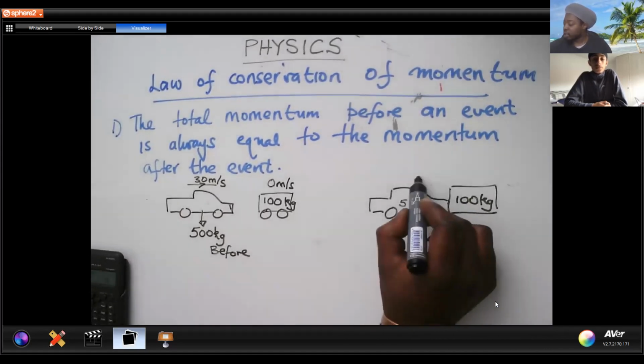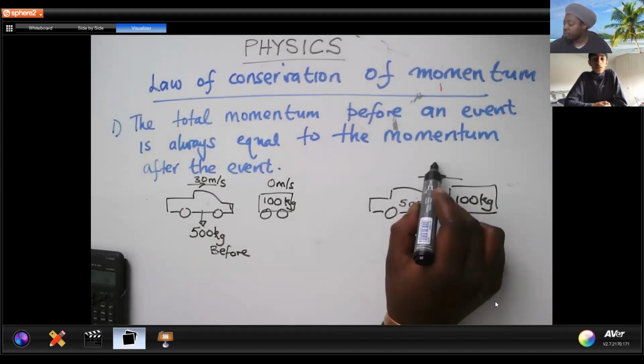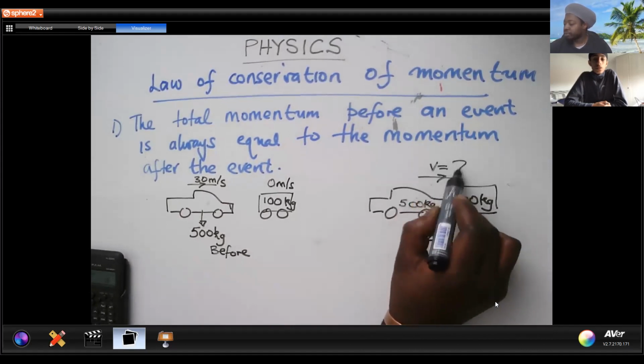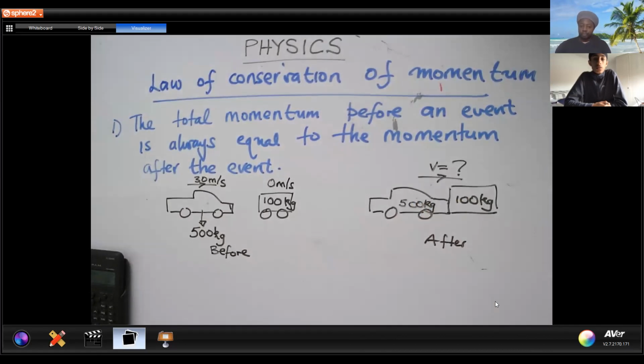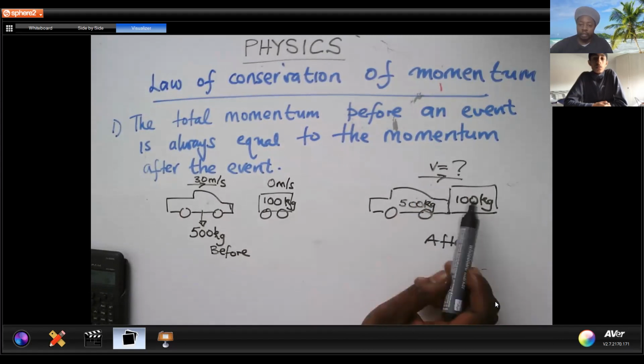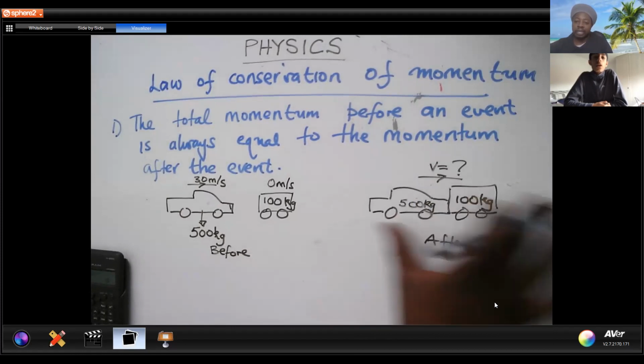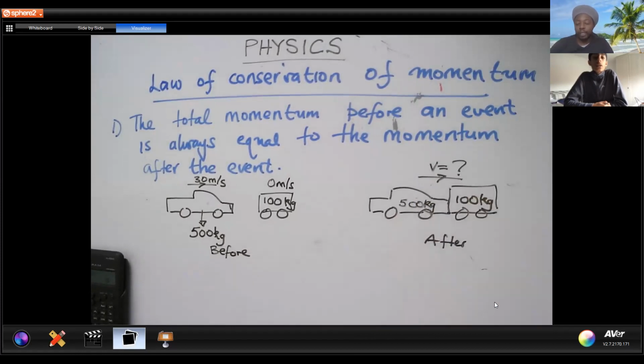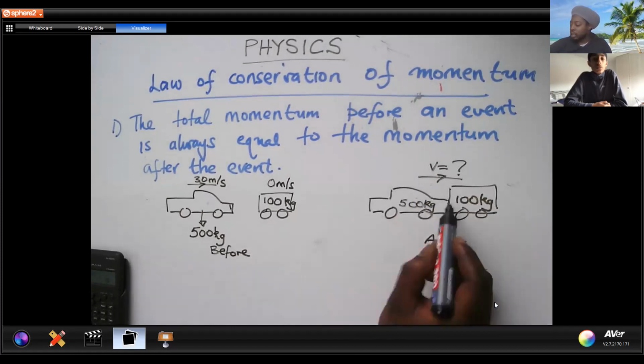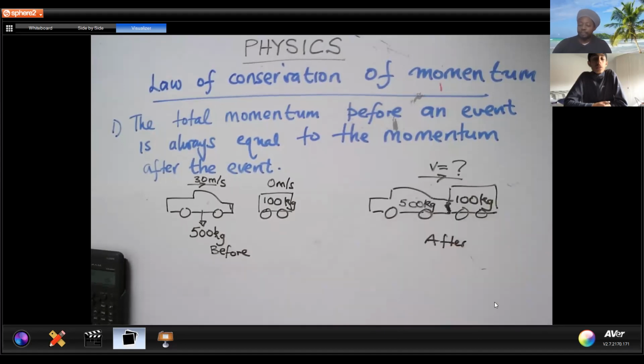Now, if I had to ask you a question and said, what would be their common speed? Because they're attached together, they're going to be moving together. So what speed will they be moving together? That's what I mean by their common speed, because now this is attached to that.